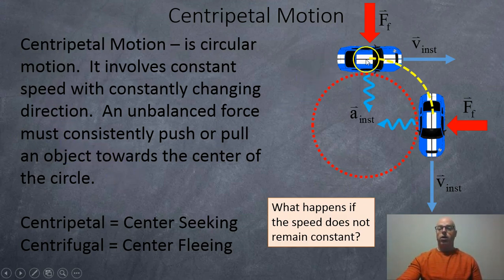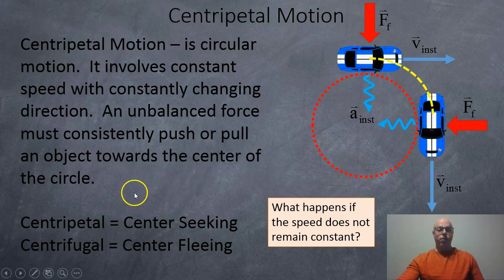So in this case here, you can see we have a car, and the static friction on the wheels is pushing the car towards the middle of the circle. And you can see the instantaneous velocity makes a tangent line to the circle, and the unbalanced force and the acceleration are both perpendicular to the circle.